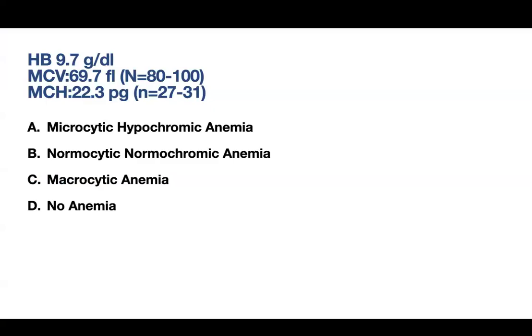Let's say a patient comes to your clinic with fatigue, you do a physical examination, you take a history, and you take a CBC. This is your CBC result. Hemoglobin is 9.7, the MCV is 69.7, and the MCH is 22.3. My question to you is, what type of anemia do you think this patient has? Is it A, microcytic hypochromic, normocytic normochromic, macrocytic, or the patient does not even have anemia?